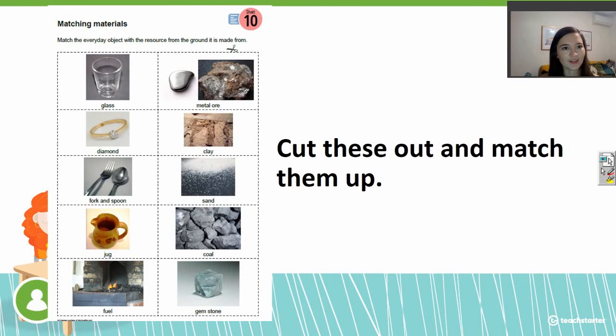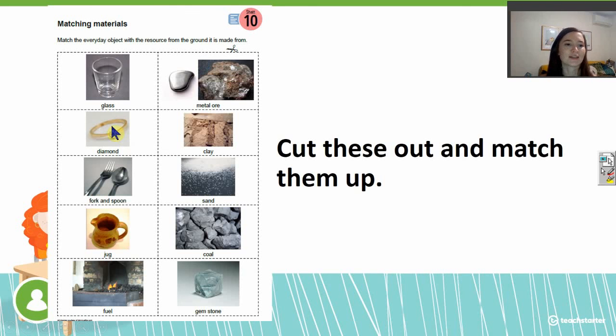Okay, so we are going to get sheet 10 out, and we're going to have a look at what the everyday objects are here, and we're going to match it up with the resource from the ground that it's made from. So we've got glass. So what was glass made from? That was made out of sand. So you're going to cut glass and then sand, and then you put them together in your scrapbook. So glue glass next to sand. Okay, and then you go down the page.